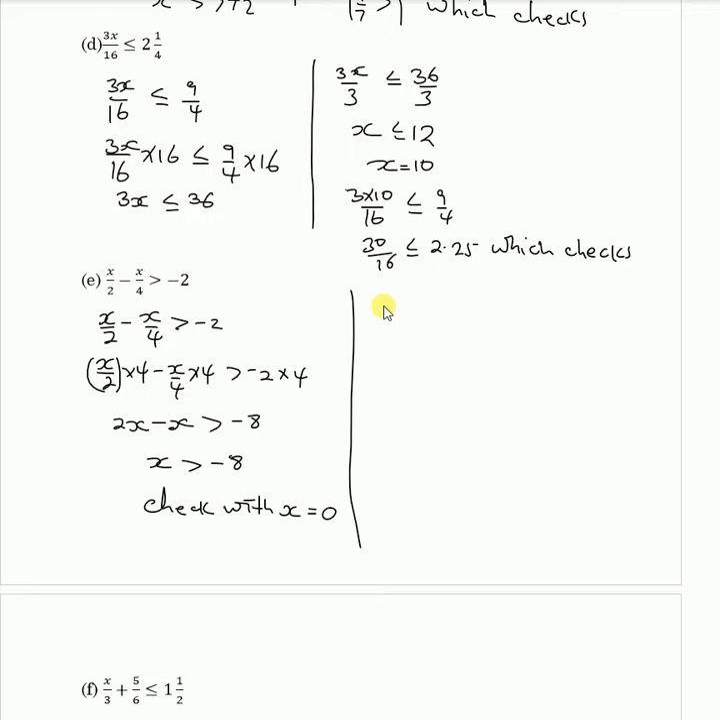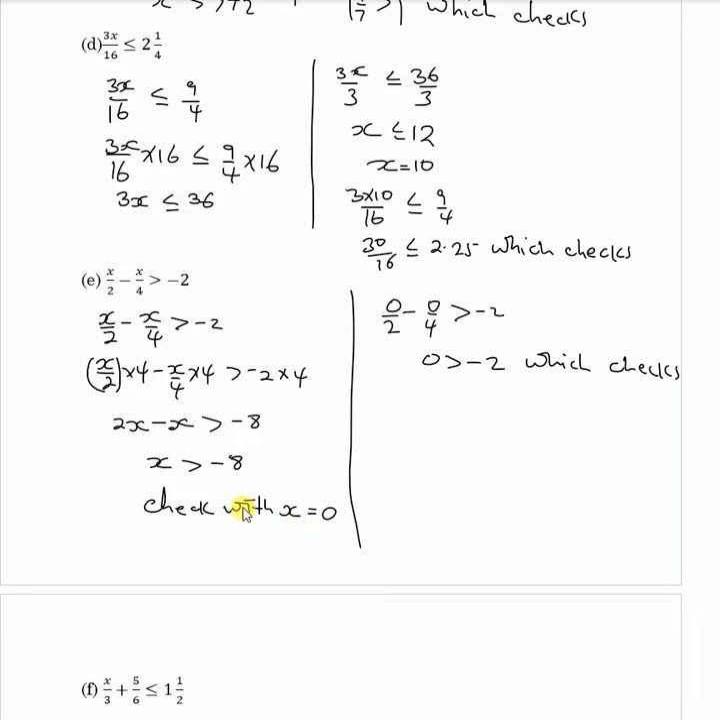So we have 0 over 2 minus 0 over 4 is greater than negative 2. 0 over 2 is 0. Minus 0 over 4, 0 minus 0 is 0. So 0 greater than negative 2. And this one checks. 0 is indeed greater than negative 2. So it checks. That's what you have there.